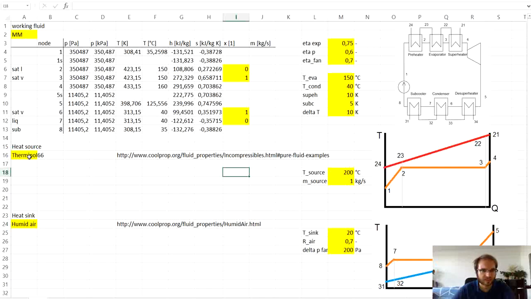So let's go to our heat source, where we have specified that it's some thermal oil with the type of Therminol 66, where in CoolProp we have this fluid within the so-called incompressibles library or sub-library, and you can see the syntax eventually in this link, where it works that for using the incompressible library, the syntax for the working fluid is INCOMP::T66, like this.